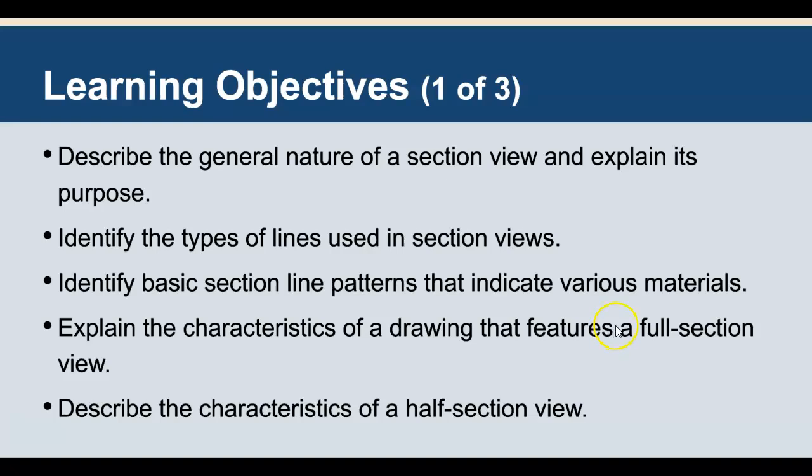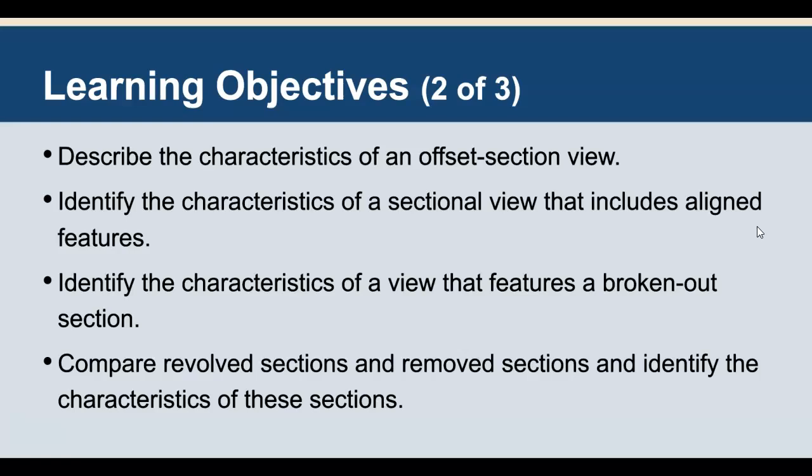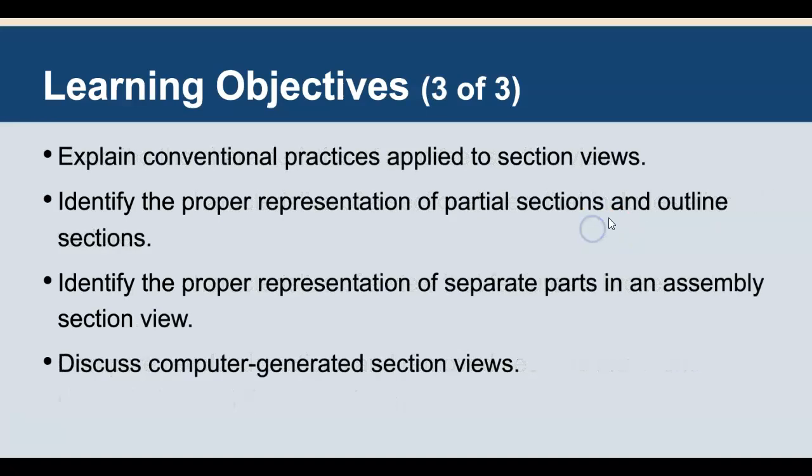Now, again, a lot of this becomes terminology heavy, so you've got to understand the terminology that's involved in this unit. So we're going to describe characteristics of an offset section view. Identify the characteristics of a sectional view that includes aligned features. So a view that features a broken out section. We're going to compare revolved sections and removed sections and identify the characteristics of those sections.